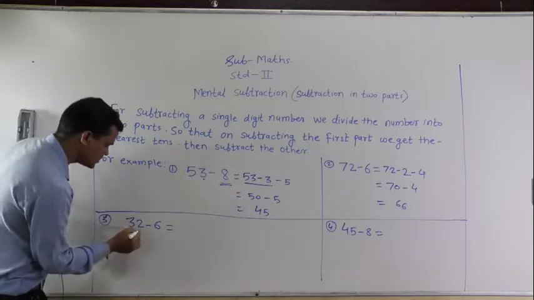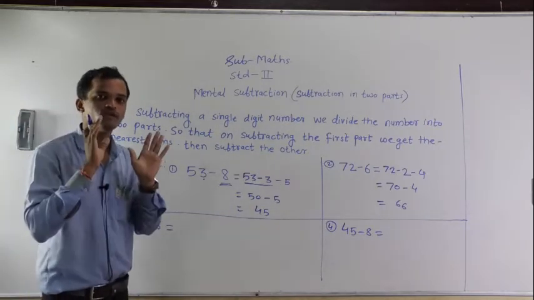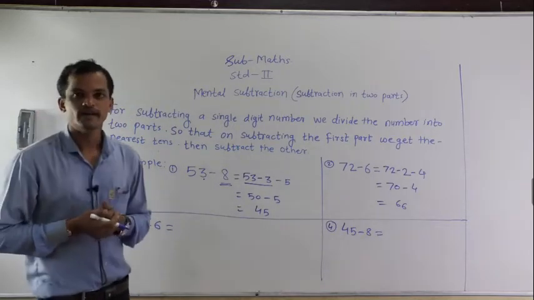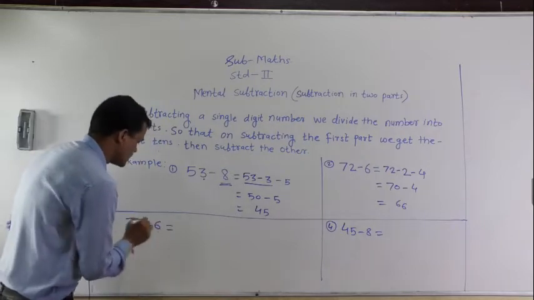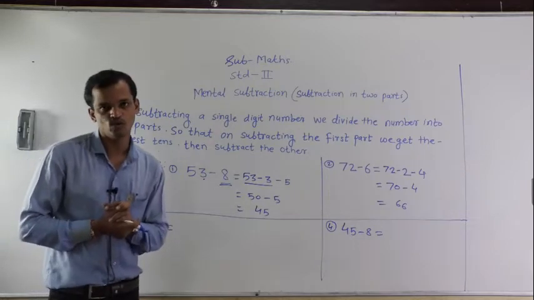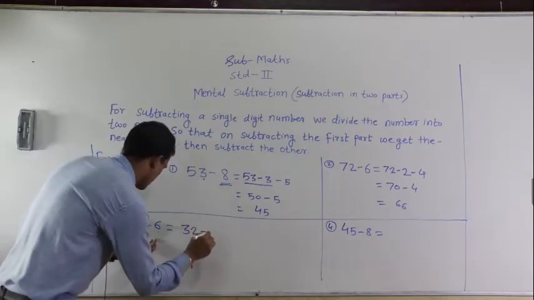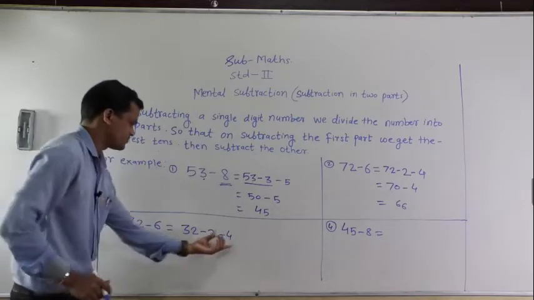32 minus 6, okay? So in 32, the one place digit is 2, so when we subtract 2 from 32, we will get the whole tens, that is 30, okay? So now divide this 6 like this, 2 plus 4. So write here 32 minus 2 minus 4, okay?